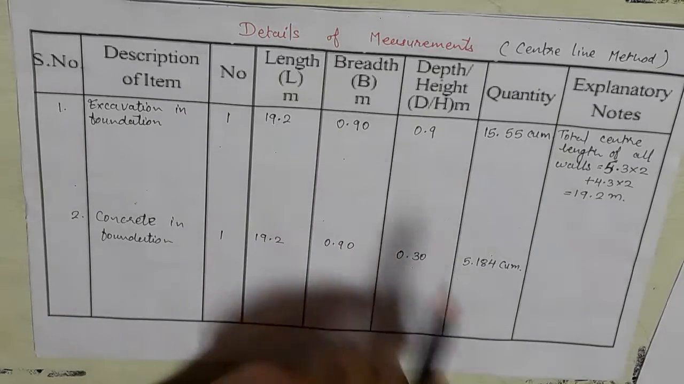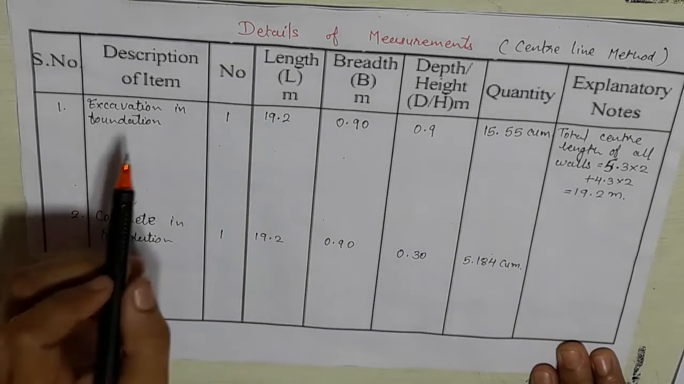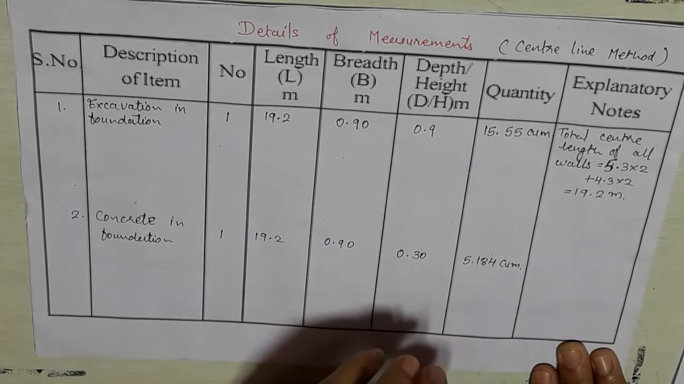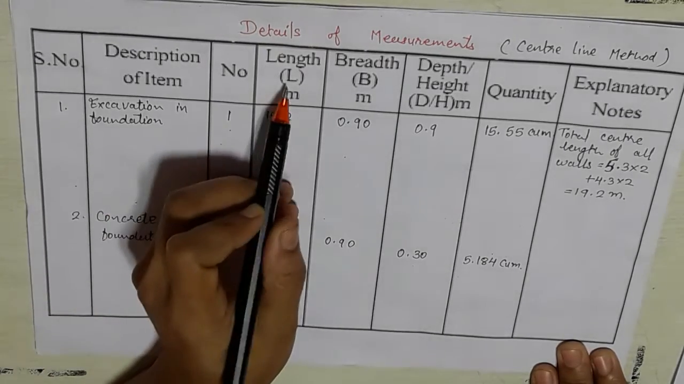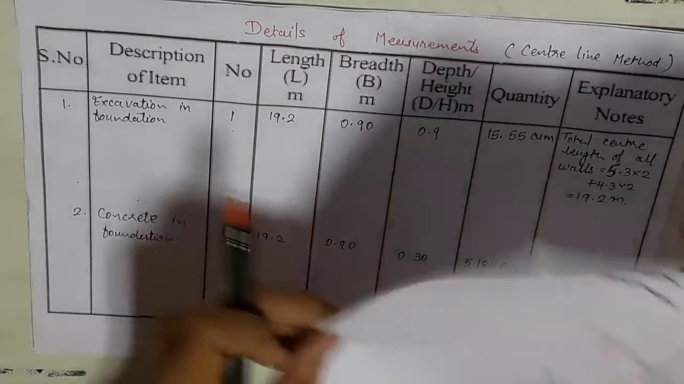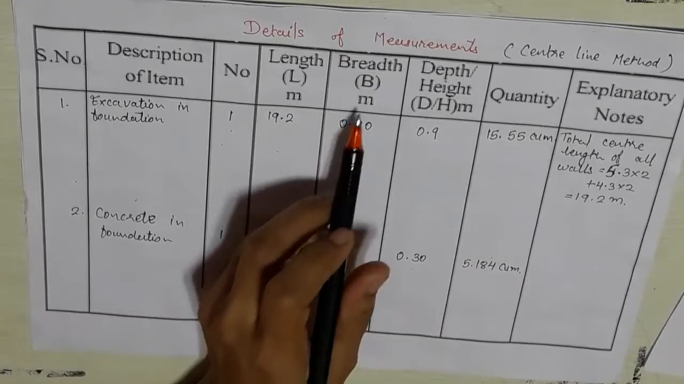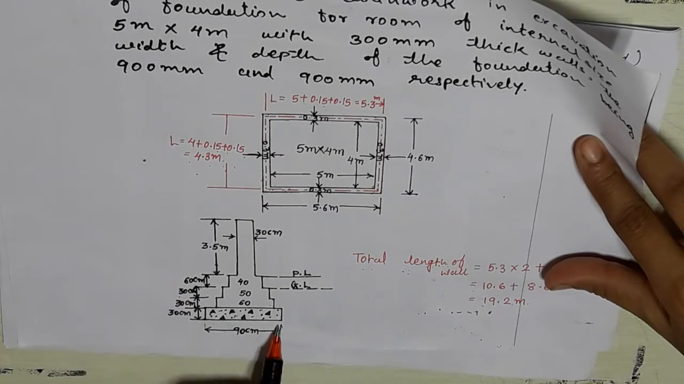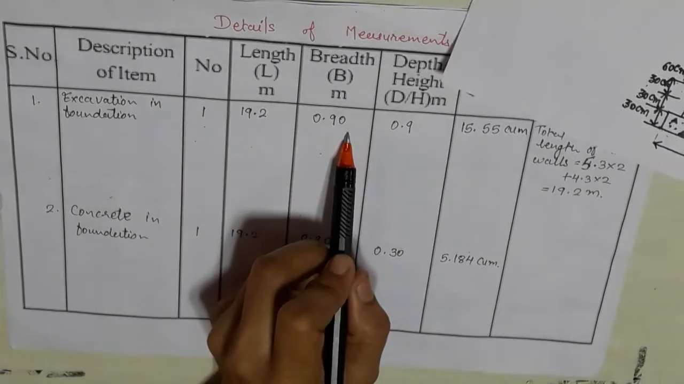Now the details of measurement you have to write down in this type of measurement sheet. Here the length will be the same for all the description of the item. So one number, length, here we can find out the total center length, that is 19.2. Breadth, here we find the breadth of the excavation, the breadth of the foundation, that is 90 centimeter. So in breadth we have to write 0.9 meter.